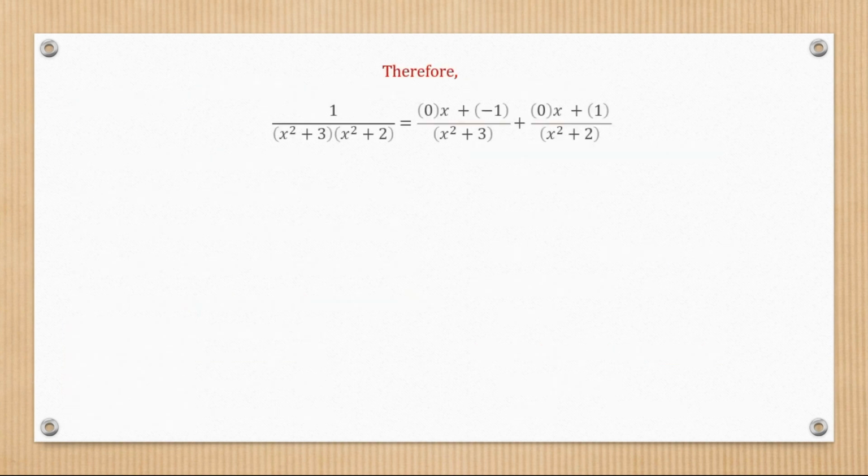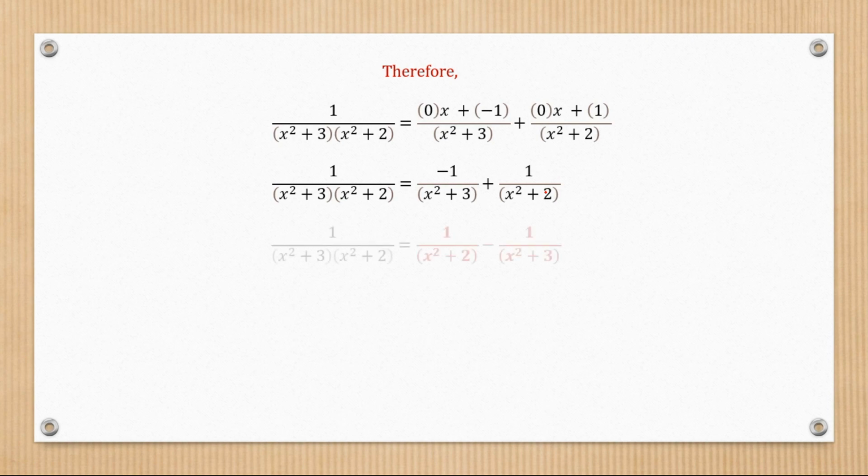Now we can substitute that, so therefore we have this. We have 0x plus negative 1 over x squared plus 3, plus 0x plus 1 over x squared plus 2. So this is 0 and this is also 0. So we have negative 1 over x squared plus 3 plus 1 over x squared plus 2. So let's rearrange this. We'll have this minus that. And that's how we express that as partial fractions.